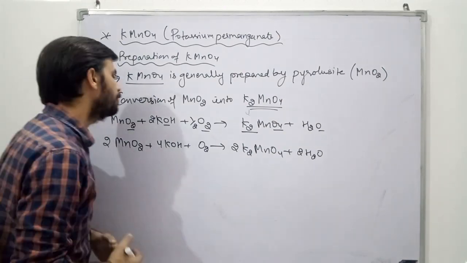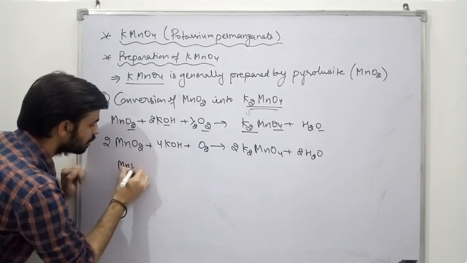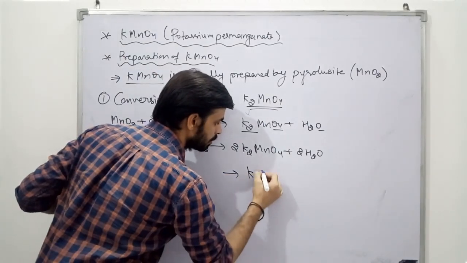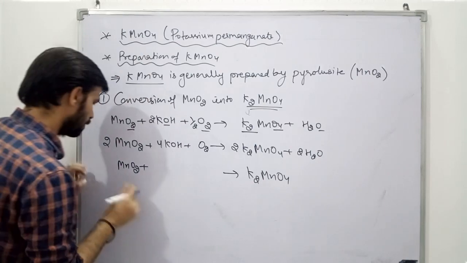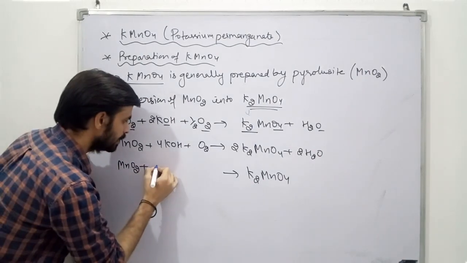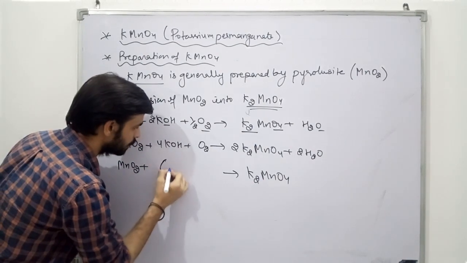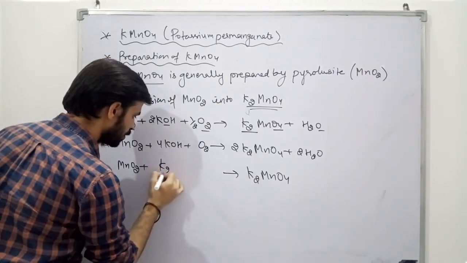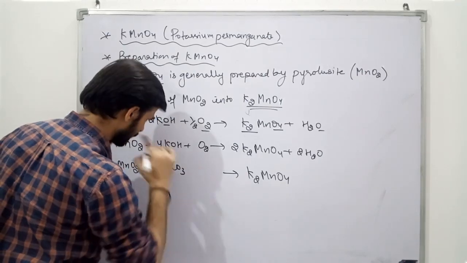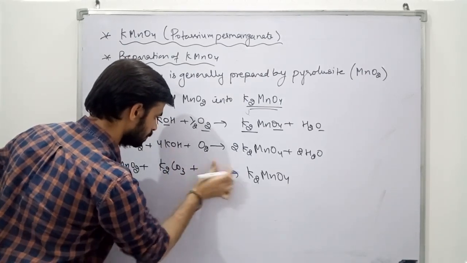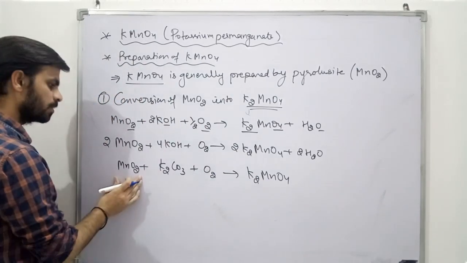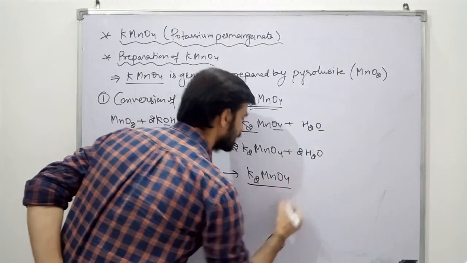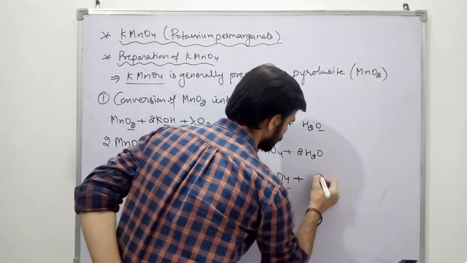We also have a few reactions by which we can convert manganese oxide into potassium manganate. For example, when manganese oxide is treated with potassium carbonate and oxygen, then potassium manganate is formed with carbon dioxide.